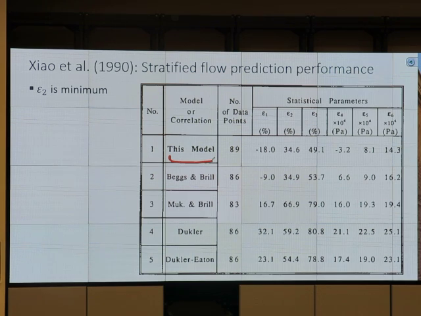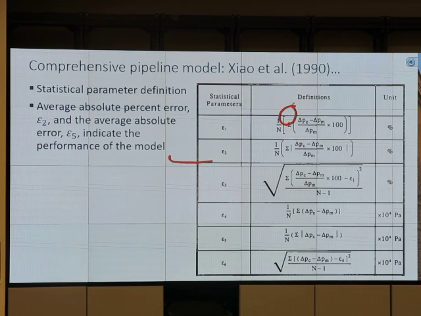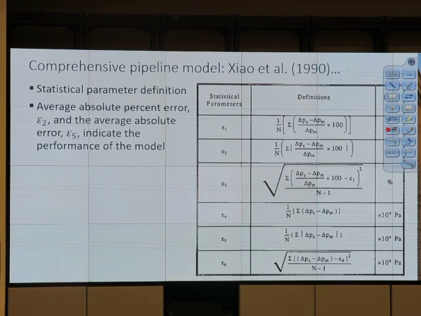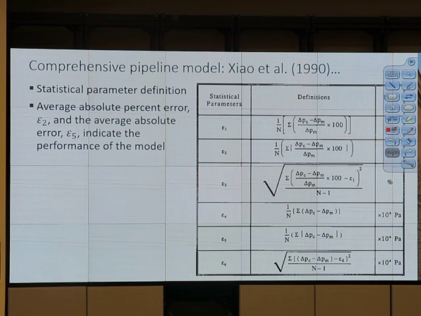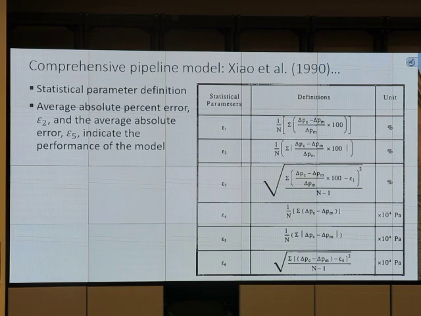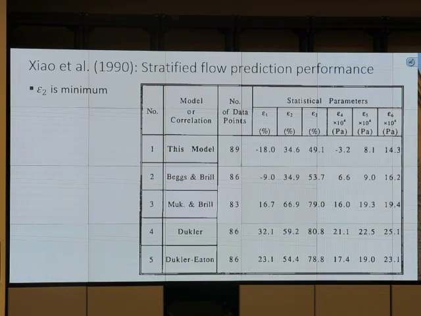That's why we look at epsilon 2. With epsilon 1, if you have unbiased error, you over-predict half of the time and under-predict half of the time, so it can be 0, right? Because there is no absolute sign. But for epsilon 2, we put the absolute value there. If you over-predict half of the time and under-predict half of the time, epsilon 2 is not going to be 0. Okay. Let's see the result.